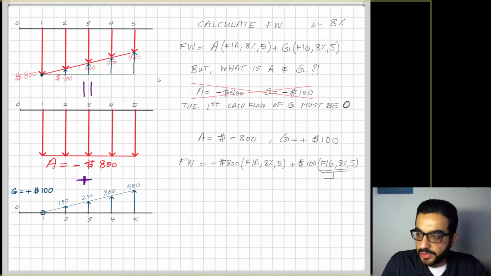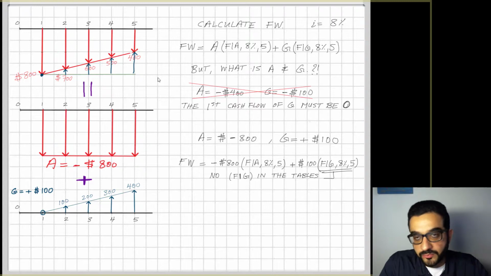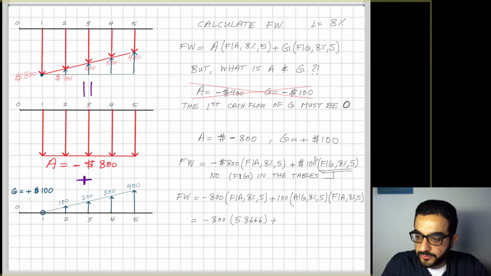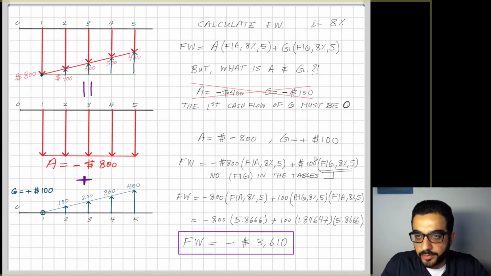One thing you will notice is that F given G is not in the tables. I can use the formulas, but I like to use the tables, with the values already calculated for us. So remember, F given G, there are 2 ways of calculating it. I will use one way, which is A given G times F given A. And now I have 3 factors to get the values from the tables, and this is the future worth of this cash flow.